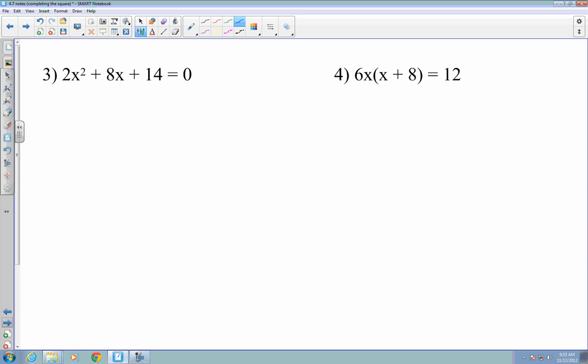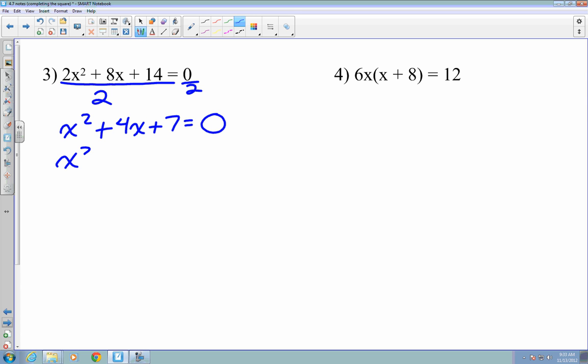So in order to make this a perfect square trinomial, the first thing I'm going to do is divide everything by 2. So I divide everything on this side by 2 and this side by 2. So I get x squared plus 4x plus 7 equals, well, 0 divided by 2 is still 0. Okay, so then, I got the first one, so it could be a perfect square. The last one isn't going to be a perfect square, so we're going to subtract from both sides. Get x squared plus 4x equals negative 7.